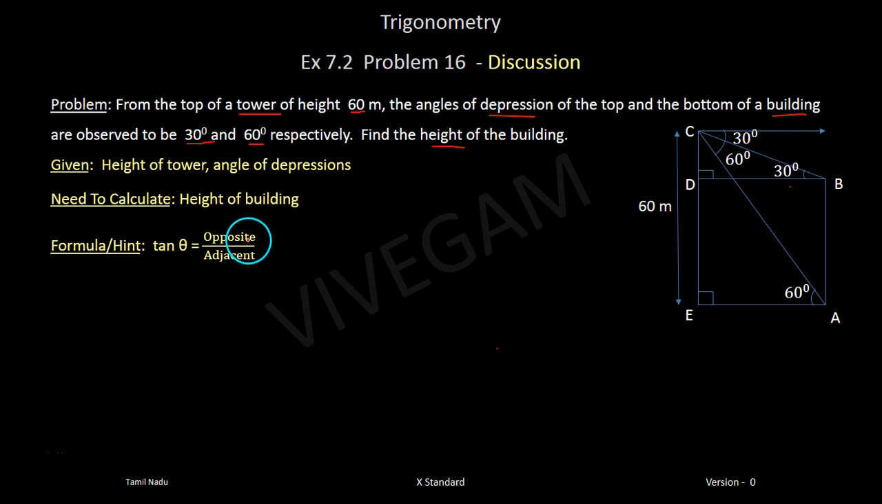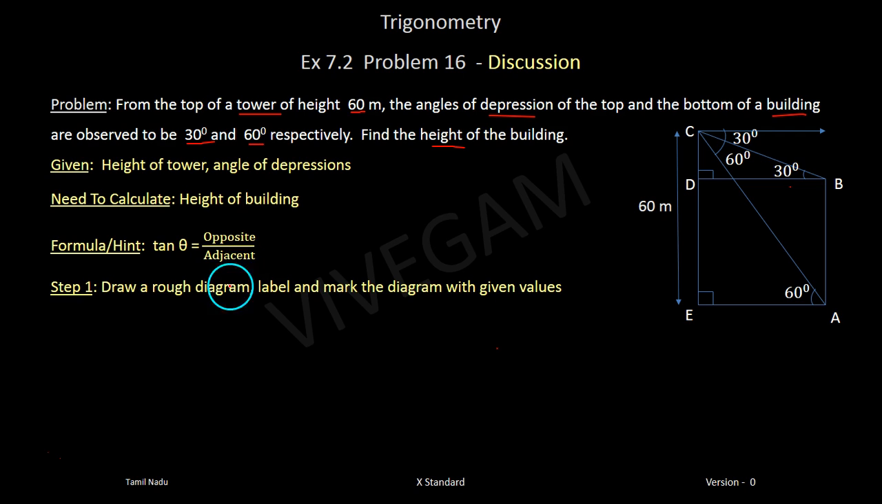So what is the formula? As usual, tan theta is opposite by adjacent, because this is the vertical opposite. These are the two angles which are given, the angle of depression, but we have converted them into angles of elevation. Now these two angles are given and we need a relationship between the vertical side and the horizontal side, and that is typically tan theta. Step 1, as usual, draw a rough diagram, label and mark the diagram with the given values.